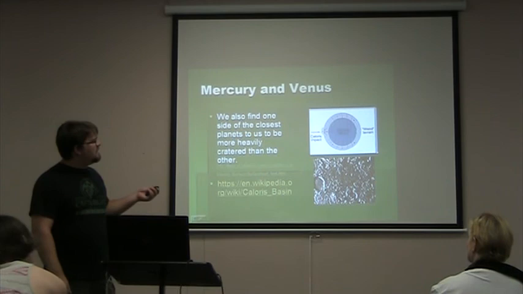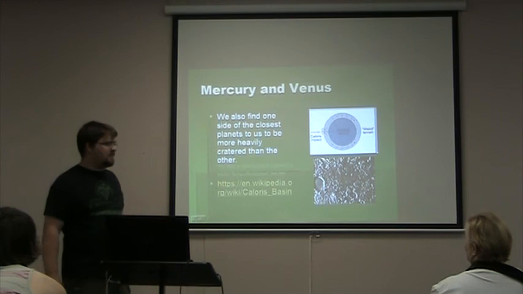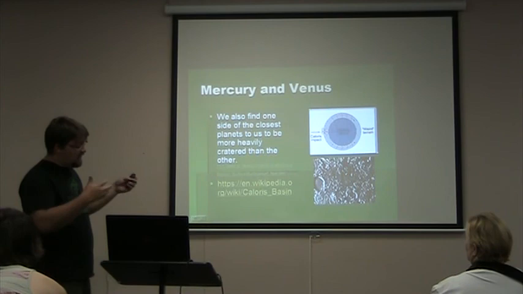I couldn't find a lot of data on Venus. Apparently the atmosphere on Venus is so corrosive, it rains sulfuric acid in some places, that we don't actually see that many craters on Venus. It does have craters, but there doesn't seem to be a difference between one side and the other. I couldn't find much data on that. I'll have to keep looking into it.